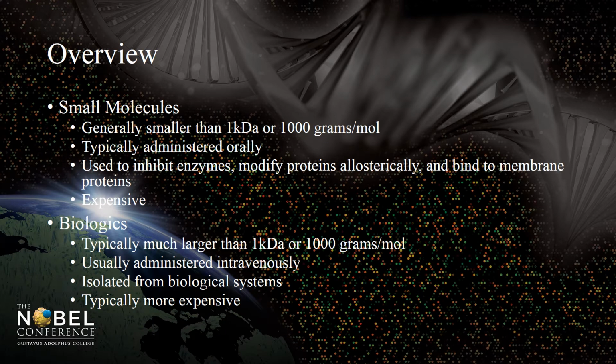The small molecule drugs, they're generally small, as you would think. They're smaller than 1 kilodalton in size. And they're typically administered orally. So if you think about tablets or capsules, those are your typical small molecule drugs. They're generally used to inhibit enzymes, modify proteins allosterically, meaning that they're binding to a spot on the protein that a substrate usually doesn't bind to. So somewhere outside of the binding pocket.